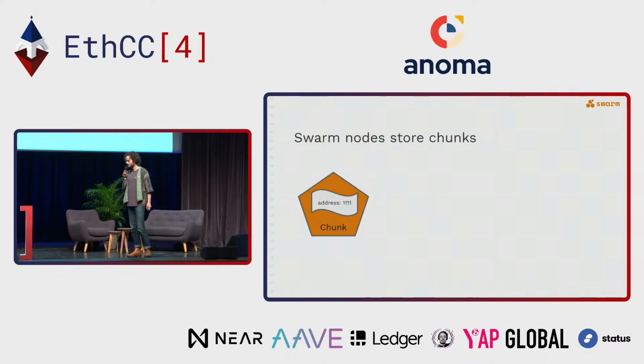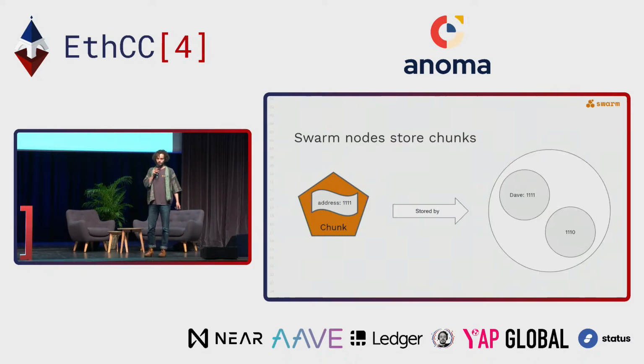And those chunks, they, well, don't look like that, but I can represent it like this. They contain data, and they have an address. And this address is very important because it's basically this address that defines what nodes are going to store the chunks. So a chunk that has an address that starts with all ones will be stored by those nodes that have an address similar to that.